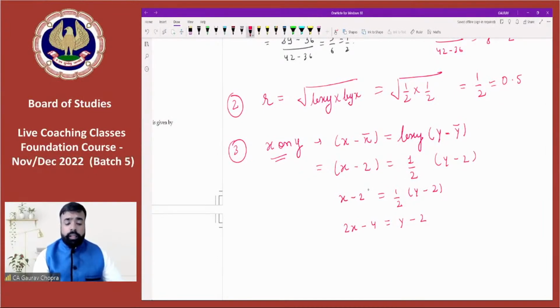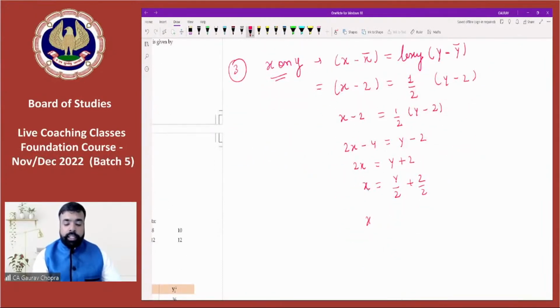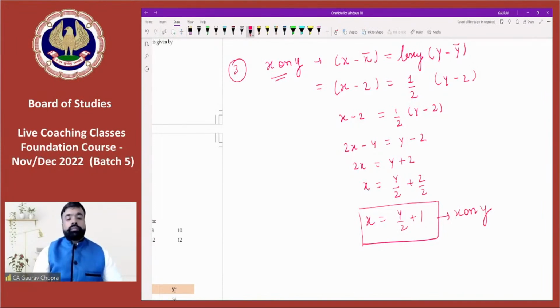So we have to find the equation x on y. How much will come? y minus 2 and plus 4 will become plus 2. So x will be y by 2 plus 2 by 2, or we can say x is equal to y by 2 plus 1. This is the final equation x on y. So whenever we have to find x on y, keep x on the left hand side and the remaining all on the right hand side. So this will become the equation x on y.